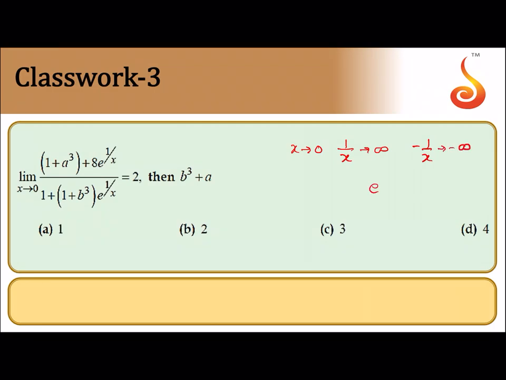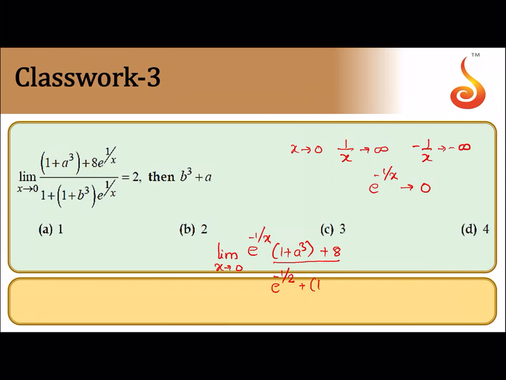Let us do example 3. See, option number A is correct. Example 3: before we start, as x tends to 0, 1 by x is tending to infinity, minus 1 by x is tending to minus infinity, and e to the power minus 1 by x is tending to 0. That's the important concept here, because e to the power minus infinity will tend to 0.